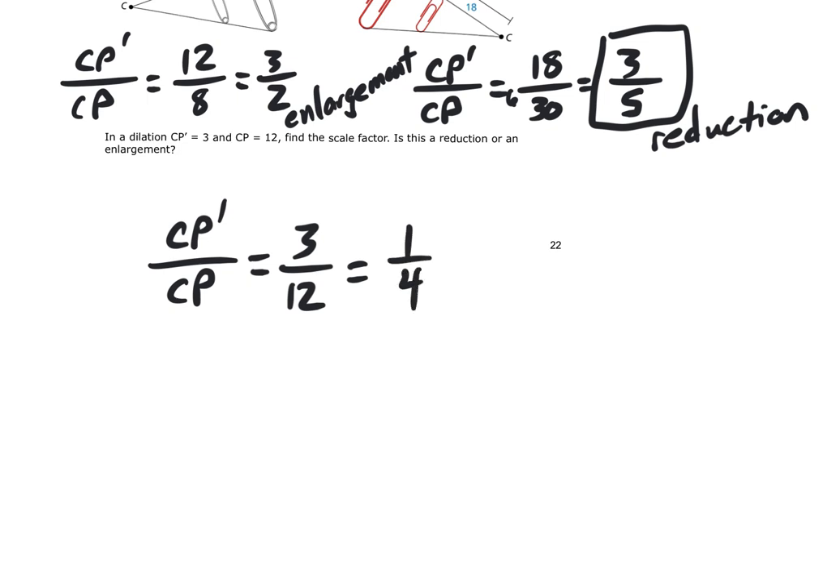So is this a reduction or is this an enlargement? It's a reduction. How do we know? It's less than 1. Okay. 1/4 is less than 1. If it's bigger than 1, it's an enlargement. If you don't know what the decimal is for 1/4, or if it's bigger than 1 or less than 1, just divide it, right? If it's 1 point something, or if it's a number bigger than 1, it would be an enlargement. If it starts with like 0 point something, then it's a reduction.